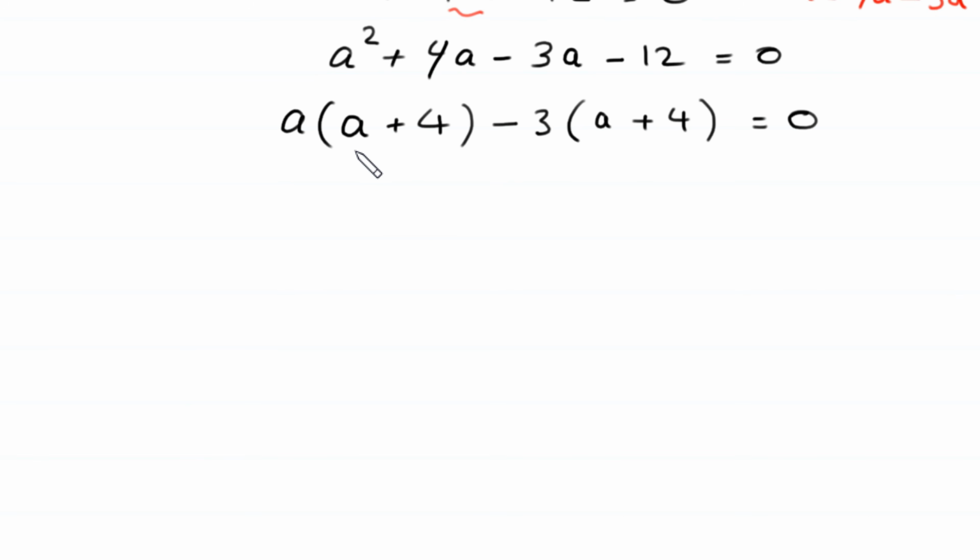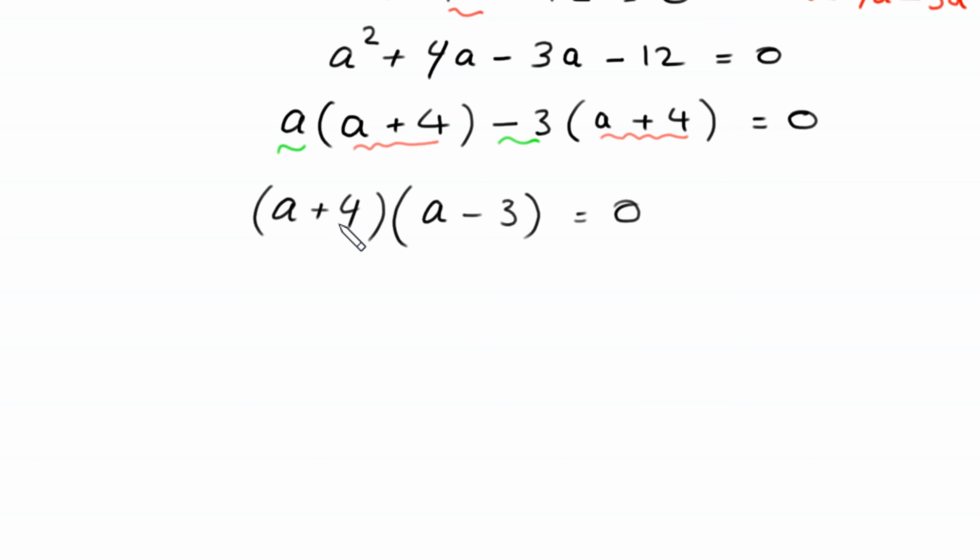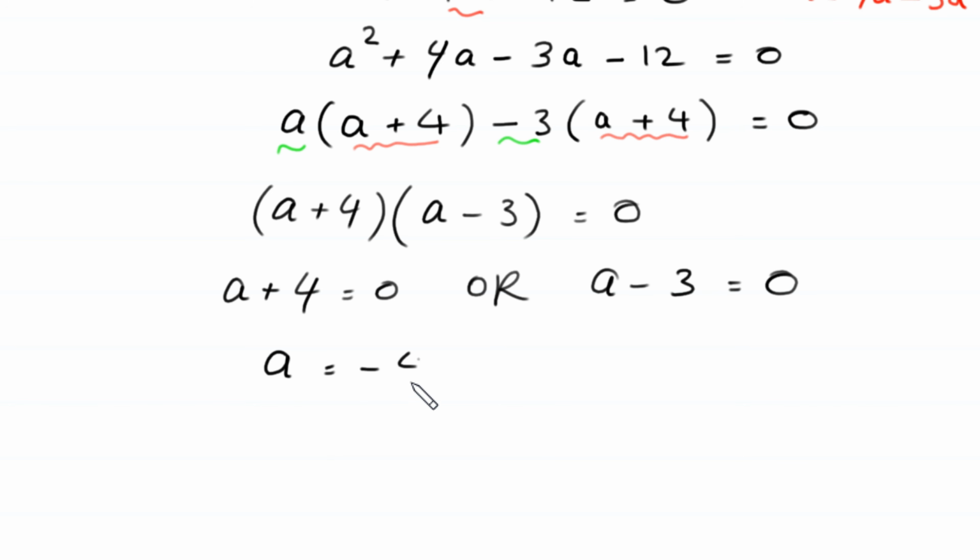Now as you can see, this expression a plus 4 is the common factor. So we factor out this a plus 4, and in brackets we are left with a and negative 3. In brackets, a minus 3 is equal to 0. And from here, this expression a plus 4 is equal to 0, or this expression a minus 3 is equal to 0. From this equation we get the value of a is equal to negative 4, and from this equation we get the value of a is equal to positive 3.